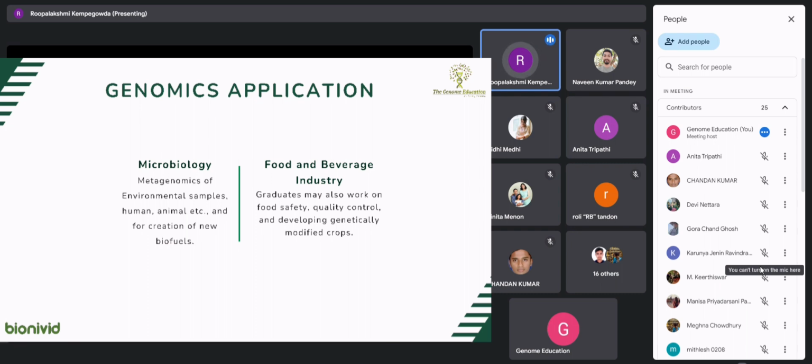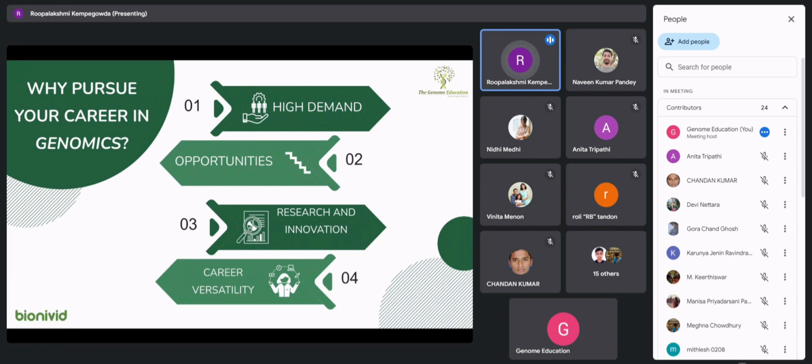And in the food and bread industries, I already briefed that, to see adulteration or whether the composition is right, whatever is mentioned on the label. So why should I pursue a career in genomics? Because it is in high demand. When I say high demand, in every field, from fossils to living organisms, genomics is applicable. When there's high demand, there are a lot of opportunities in industries, clinics, or academics. Everywhere when there's demand, there are opportunities.